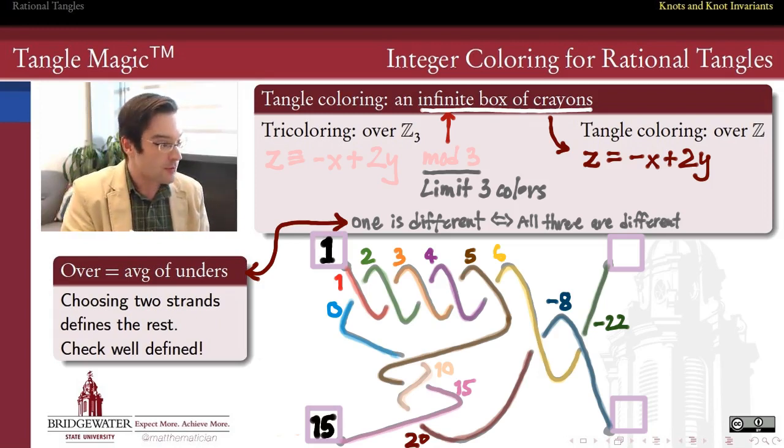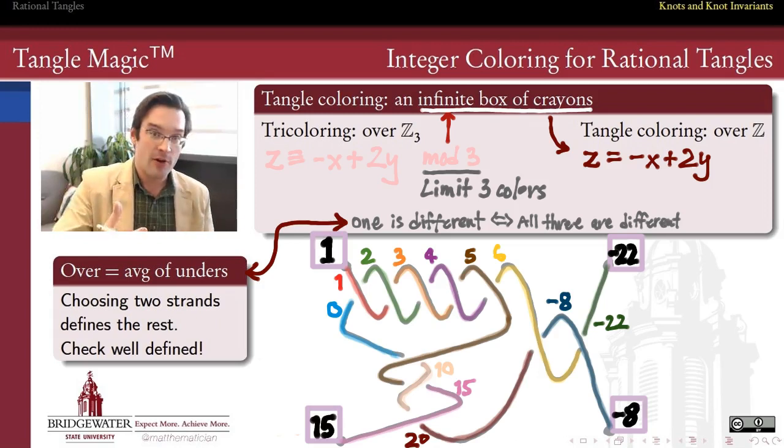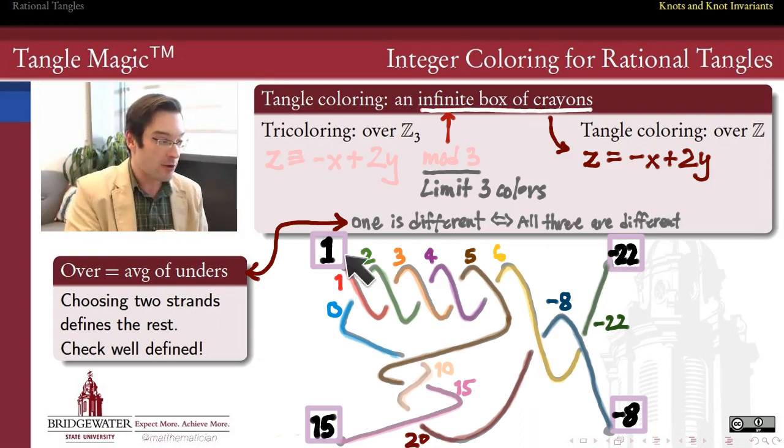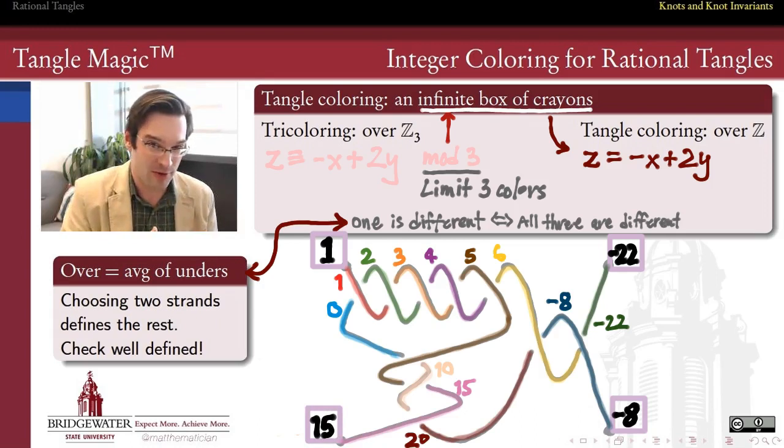The other thing I'm going to do with this picture is I'm going to very prominently label the colors of the strands that meet at the 4 vertices of my tangle. Right? The northwest vertex had 1, the northeast ended up negative 22, the southeast negative 8, and the southwest 15. Why we label those so prominently, we're going to come to appreciate over the course of the next few minutes together.